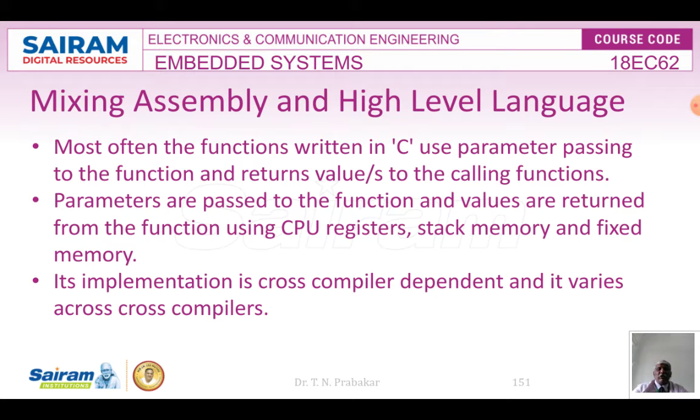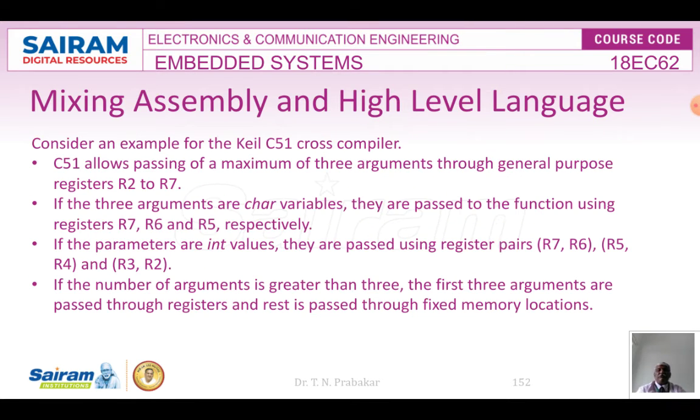And most often the functions in C use parameter passing to the functions and return the value to the calling function normally, right? So whenever a function is called, some parameters will be passed, and upon executing, some value will be returned back to the main function, right? And the parameters are passed to the function and the values are returned from the function using the CPU registers, stack memory, and fixed memory. Its implementation in a cross compiler is cross compiler dependent, and it varies across different cross compilers.